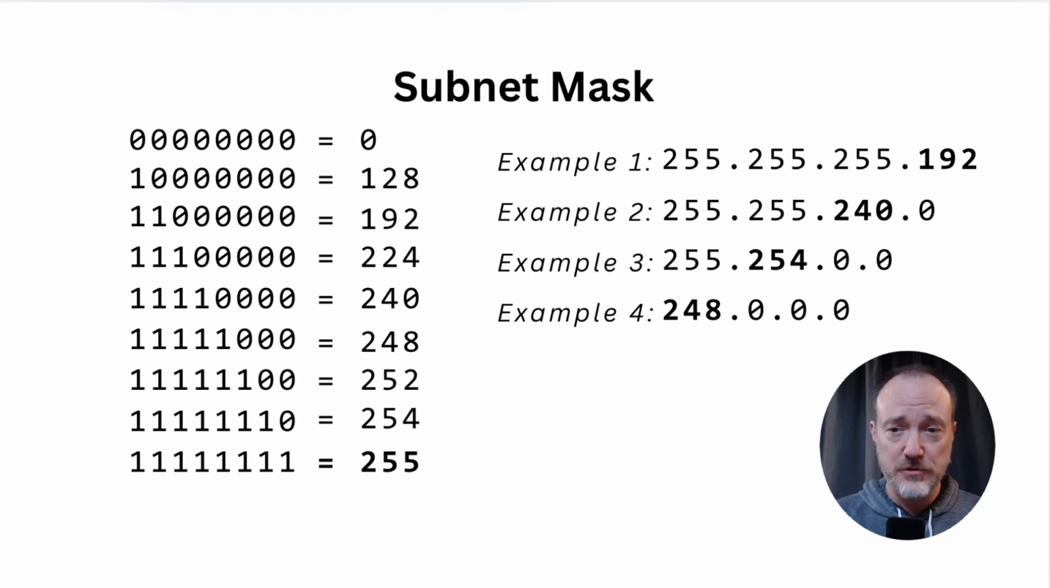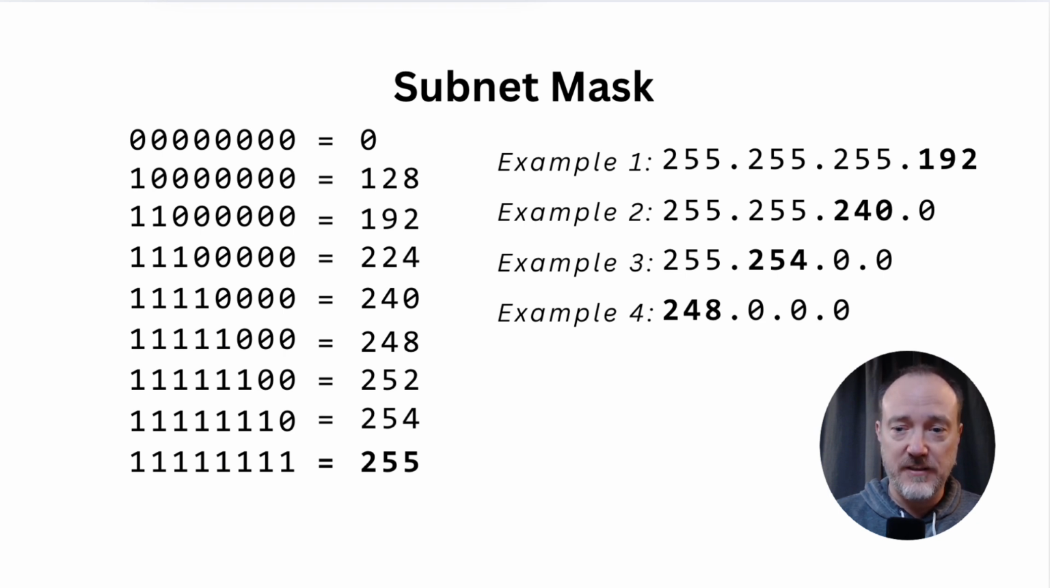So for example 2, the 3rd octet is where the bits switch from ones to zeros. So that means that the 4th octet has to be all zeros because that 3rd octet is where that switch happens. Example 3 shows where that switch would happen in the 2nd octet there.